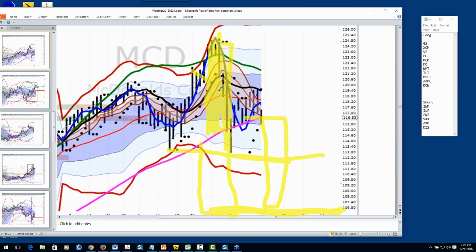This is a perfect place to buy right here. This is a perfect place to short right there. And then my first target is here. Second target is there on the downside. On the upside, my target is here. And that's my risk in the middle. So I like that one.